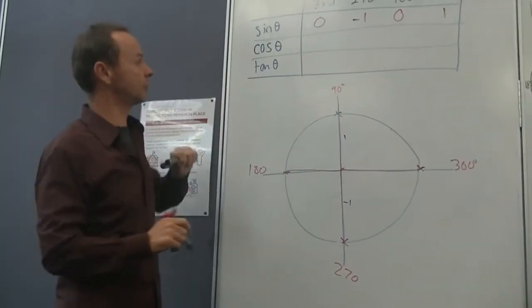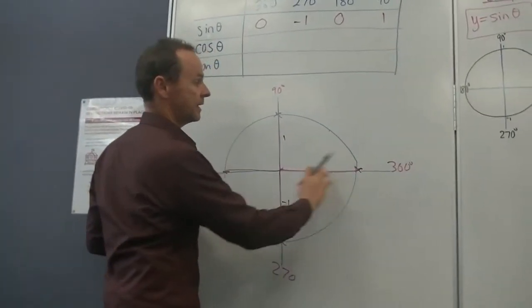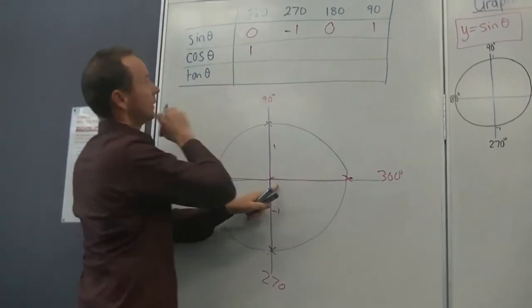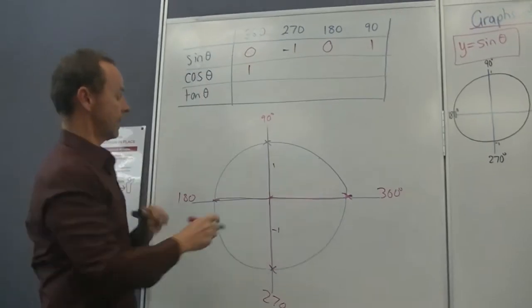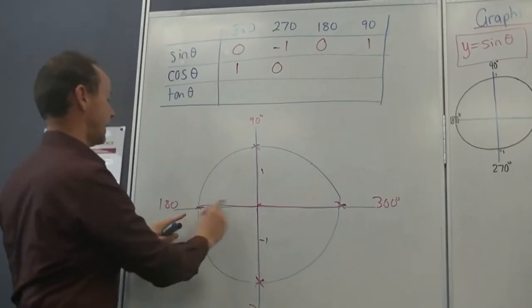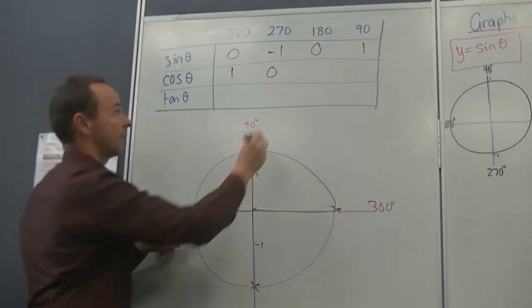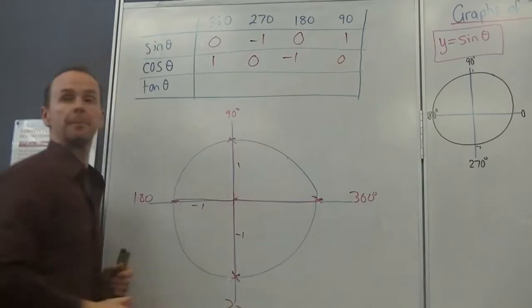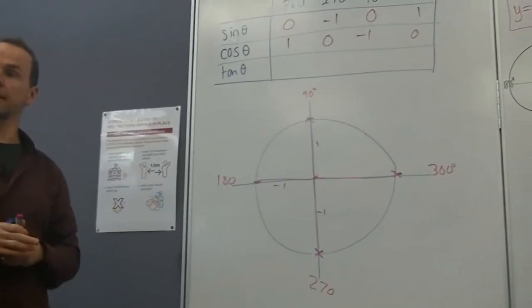Now cos is a horizontal distance. So at 360, cos, the horizontal distance is positive 1. Cos 270, the horizontal distance here is 0. Cos 180, the horizontal distance is negative 1. And cos 90, the horizontal distance is 0. Okay, so that's how you get those values.